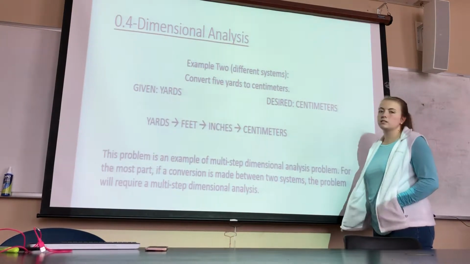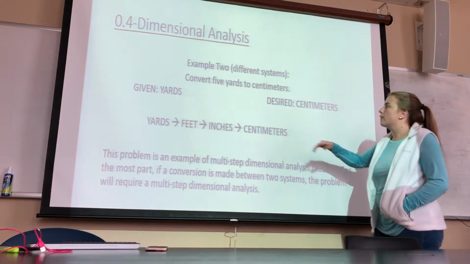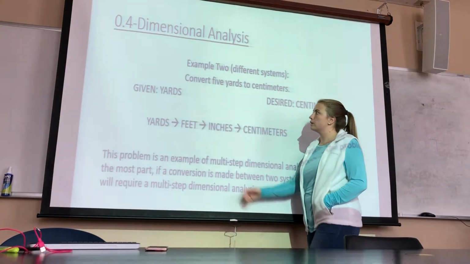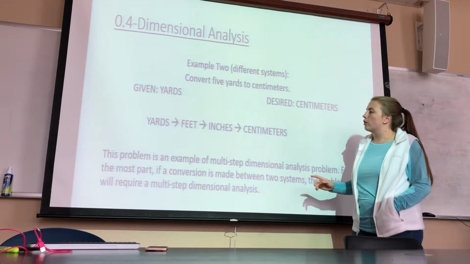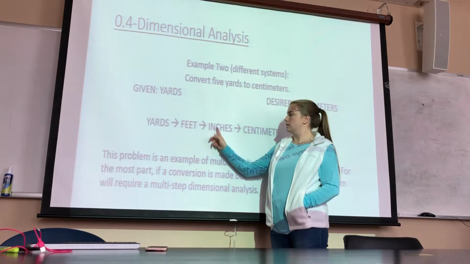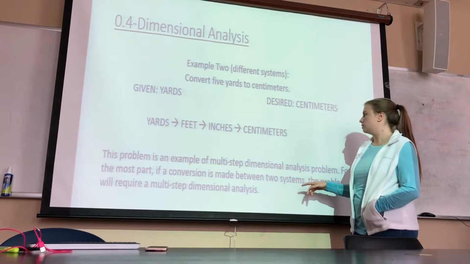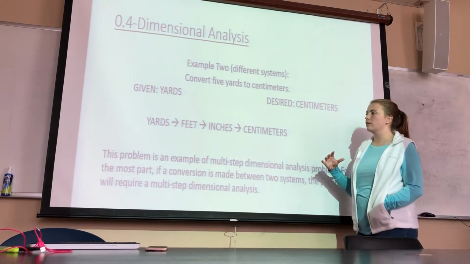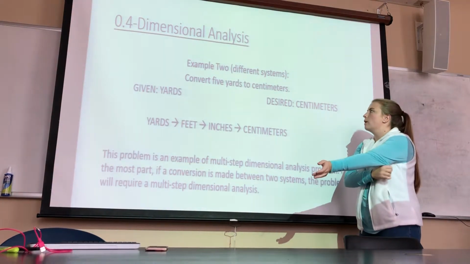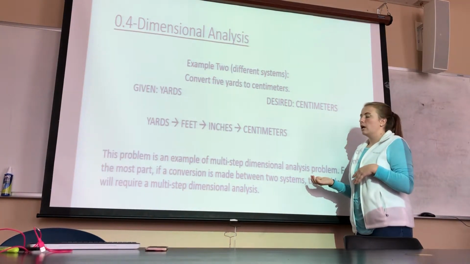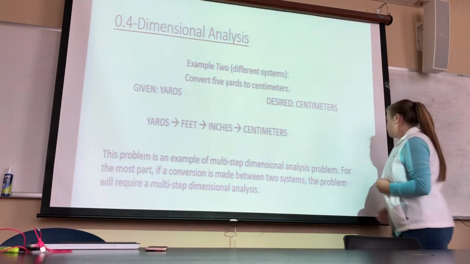Example 2 is going to be an example between two different systems. You're going to convert 5 yards to centimeters. So your given is yards and your desired unit is centimeters. So you're going to go from yards to feet, feet to inches, and inches to centimeters. And this is going to be a multi-step dimensional analysis because it's going to require many different conversion factors. And a lot of times, just something to go by, if you're going in between systems, unless it's like pounds to kilograms or something direct, you're going to have a multi-step conversion.